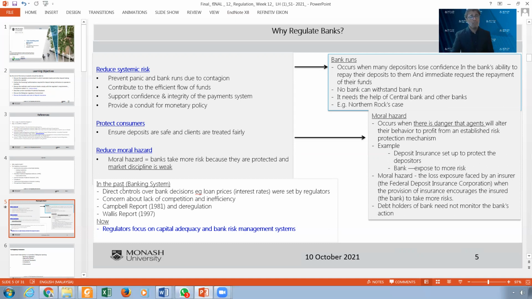In the past, it was for pricing and naming interest rates and all these issues. But after the 70s, when the Basel regulations came, we started to talk about regulation of bank capital. Now the regulators' focus is on bank capital. But if you look at, for example, the Campbell report or the Wallace report, all of those actually were talking about something different from what we see today.